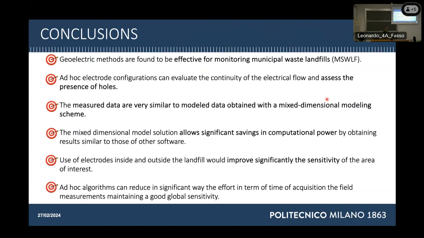We noticed during the experiment that we can assess the presence of oil in the liner with a particular ad hoc configuration, and our mixed dimensional model obtained results that are comparable, very close to the ones obtained by other software and by tests in the lab. Moreover, we can reduce in a very important way the number of unknowns, so the time to do the forward problem and the inverse problem. From the point of view of sensitivity, we notice very important improvements when we insert an electrode inside the landfill with respect to the condition where everything is outside. And we also consider a block algorithm for the reduction of the time to be spent in the field to acquire the information.